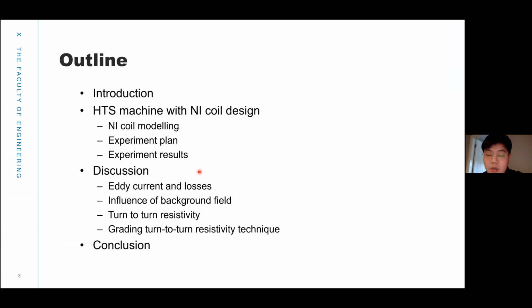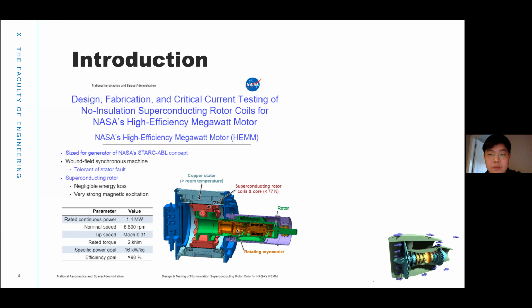My presentation will include four parts: the introduction, the HTS machine with NI coil design, including NI coil modeling, and my experiment plan and the experiment result. I will also give some discussion, including the eddy current and losses in the NI coil, the influence of the background field, the influence of turn-to-turn resistivity, and the use of a turn-to-turn resistivity gradient technique to improve the performance of the NI coil. The first part is the introduction.